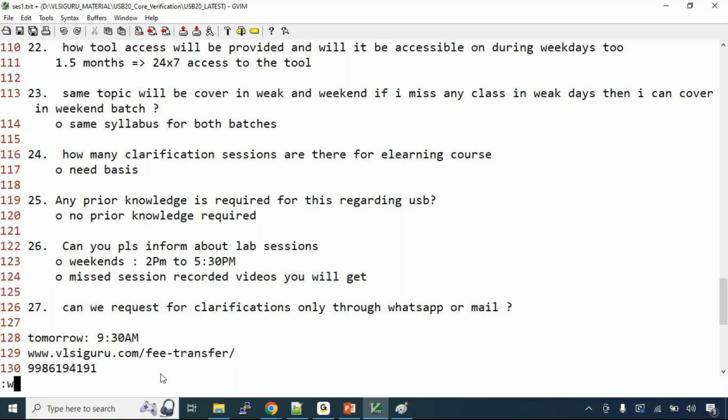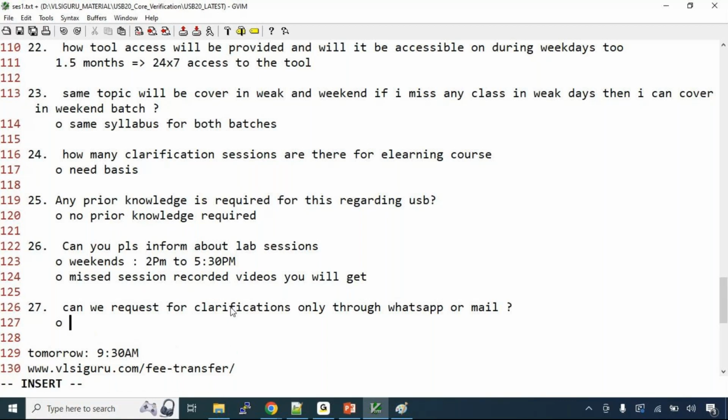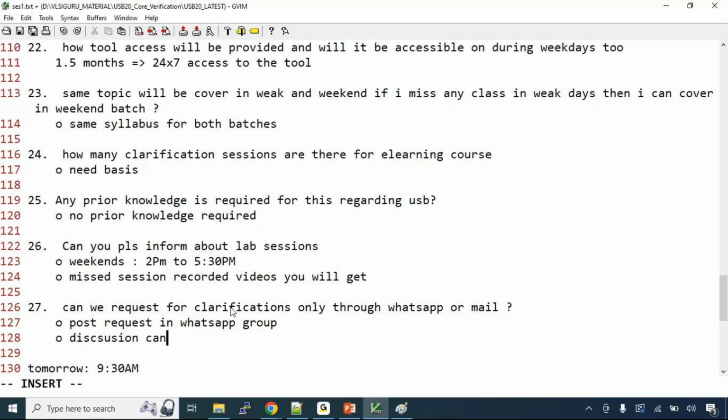Can we request clarification? You can post a request in the WhatsApp group. The discussion can be in a live call meeting. Any other questions?